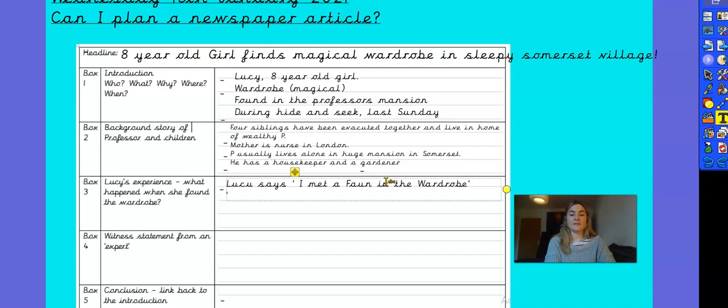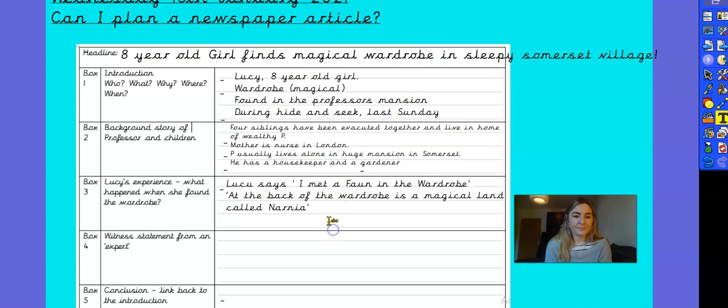Might also have her saying, at the back of the wardrobe is a magical land called Narnia. Because people might be shocked if they read that. They might think, do you know what? I've never heard of this Narnia place before. I don't think it's true. It must be a load of rubbish. So it can help them come to some conclusions.